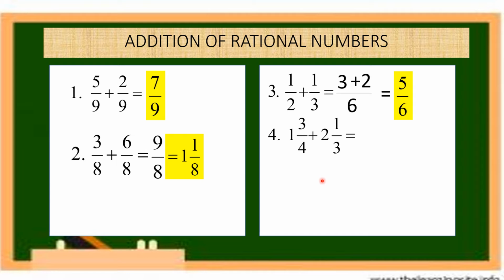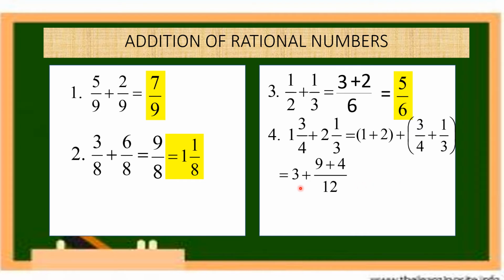We are in the next number, problem number 4. 1 and 3/4 plus 2 and 1/3. First, we add 1 plus 2 plus the quantity of 3/4 plus 1/3. So 1 plus 2 is 3. We have 4 and 3 as our denominators. The LCD of 4 and 3 is 12. And 12 divided by 4 is 3. 3 times 3 is 9. And 12 divided by 3 is 4. 4 times 1 is 4.